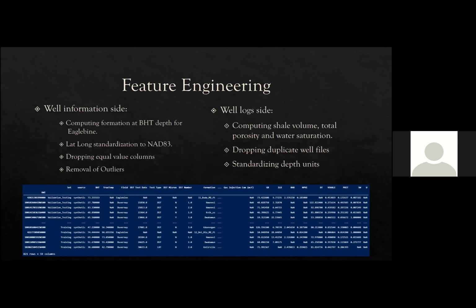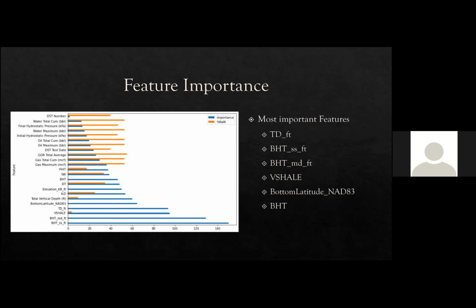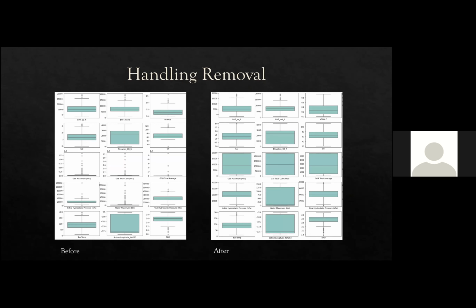Certain values needed to be computed, such as depth below sea level of the well and depth below ground level of the well, and many more. These became some of our most important features. Removal of outlying data was done. These are our results.